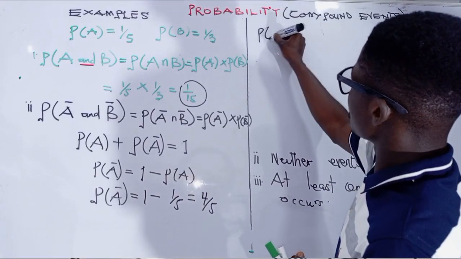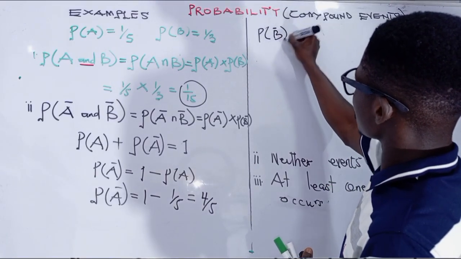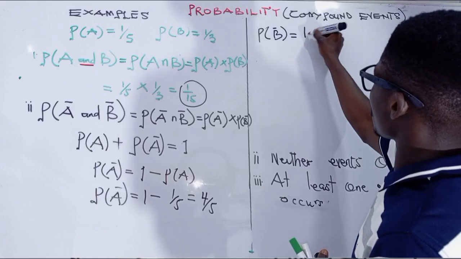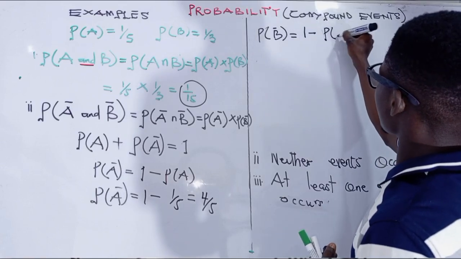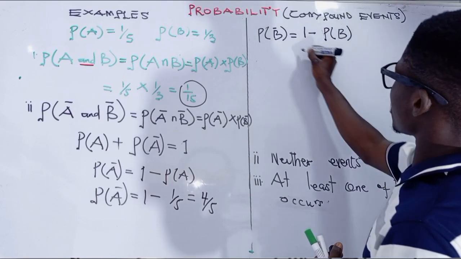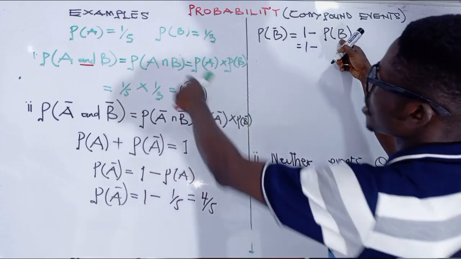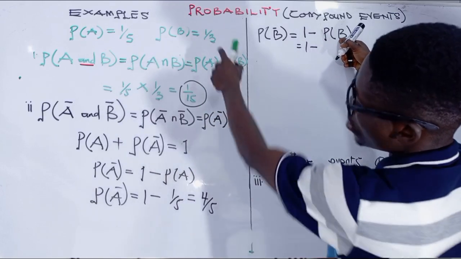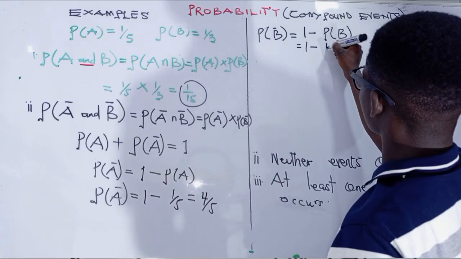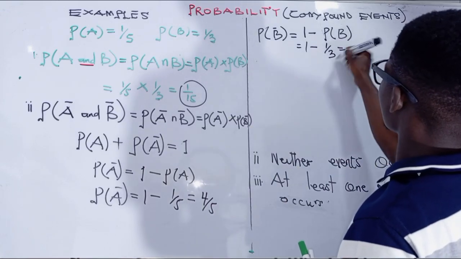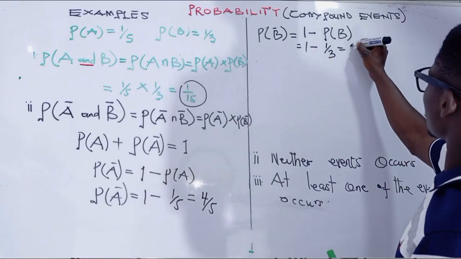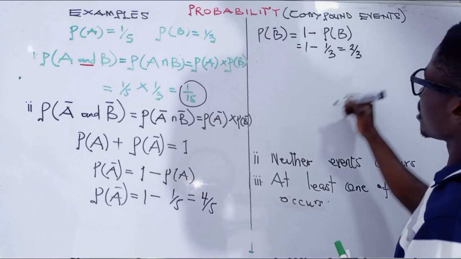So the probability that event B doesn't occur is given as 1 minus the probability that event B occurs. So this is going to give us 1 minus 1 over 3. When you do the subtraction, we are going to get 2 over 3.